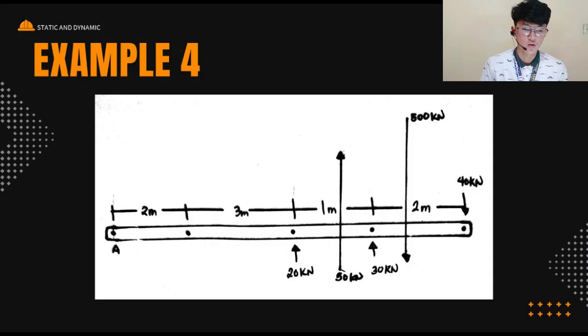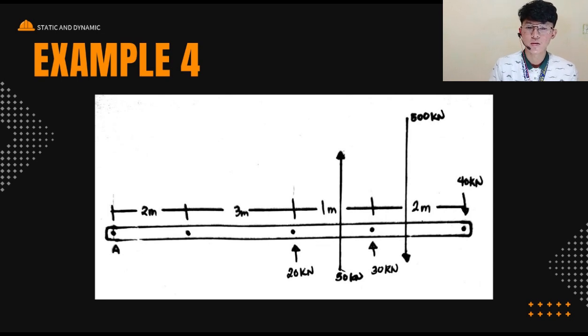So, for our next example, example 4, this is the figure. So meron tayong forces na 10 kN, 20 kN, 30 kN, and 40 kN. Then may mga point tayo: point A, point B, point C, point D, and point E. So, ang gagawin natin is kukunin natin yung resultant and yung mga moment sa bawat point.